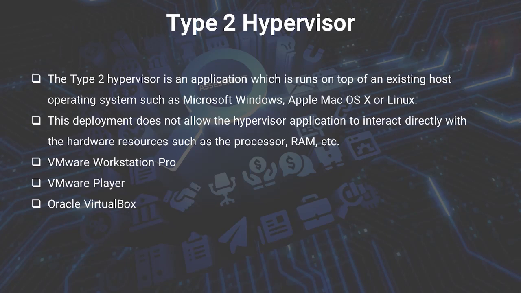So this means that if you have a laptop and you install a type 2 hypervisor, and let's say you install virtual machines on the type 2 hypervisor, you can carry your laptop to school, at work, or anywhere, and your virtual machines go with you. Some examples of a Type 2 hypervisor include VMware Workstation Pro, which is a commercial product. There's also VMware Player, which has a free version. And one of the most popular ones is Oracle VirtualBox, which is commonly free.